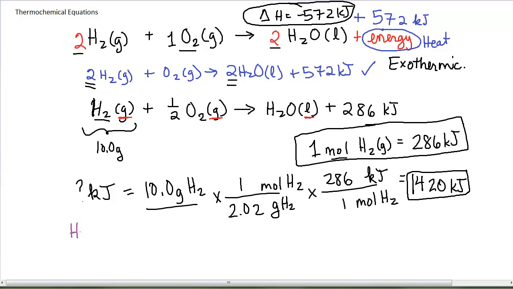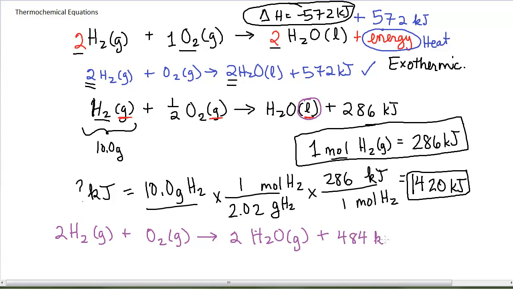For example, if instead I wrote the reaction going to gaseous water, I still need to balance it with the 2's here. This reaction releases a different amount of energy than the reaction that goes to liquid water. In this case, I get 484 kilojoules. So I do want to be a little bit careful about labeling states in this chapter. Whether I'm dealing with gases, liquids, solids, or aqueous solutions, it makes a difference.